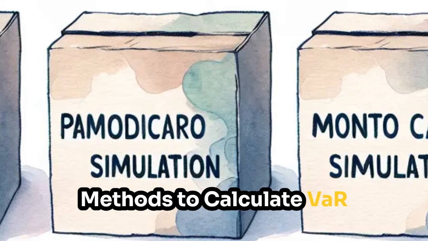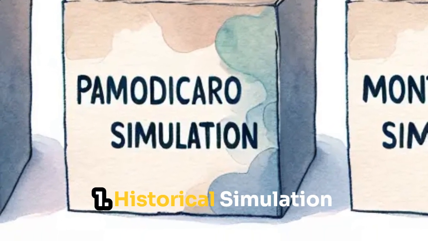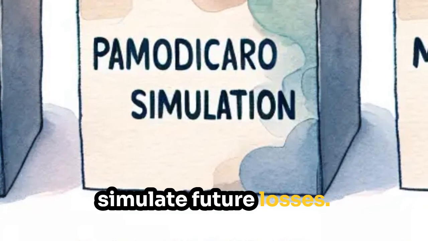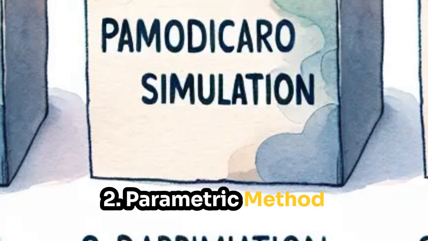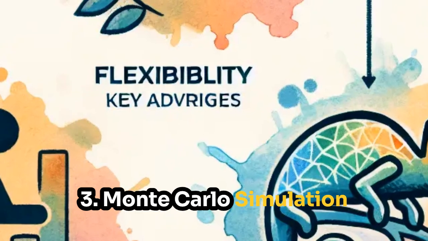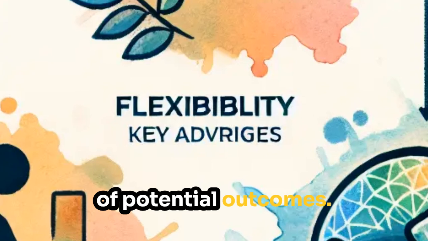Methods to calculate VaR. There are three main methods to compute VaR. One, historical simulation, uses past market data to simulate future losses. Two, parametric method, assumes returns follow a normal distribution. Three, Monte Carlo simulation uses random sampling to simulate a wide range of potential outcomes.